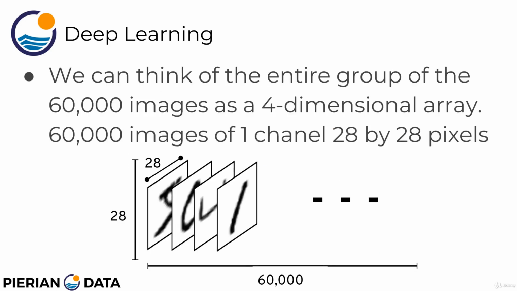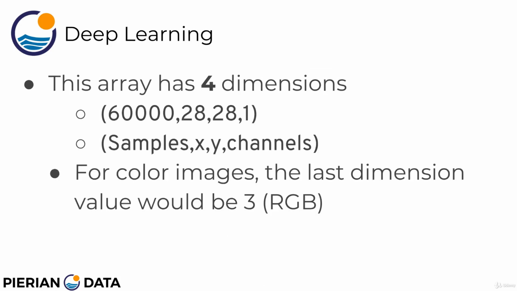Now we can think of the entire group of 60,000 images, or for the test set, 10,000 images, as a four-dimensional array. It's four dimensions because we have the dimension for all the images, the dimension for the color channel, in this case 1, and then the dimensions for the x and y, 28. So this really large four-dimensional array has the shape 60,000, 28 by 28, and then 1. We have the samples, the x and the y, and then the number of color channels. In this case, we have just a single color channel because it's grayscale, but for color images, that last dimension value would be 3 because we'd have one value for red, one for green, and one for blue, all standardized between 0 and 1.